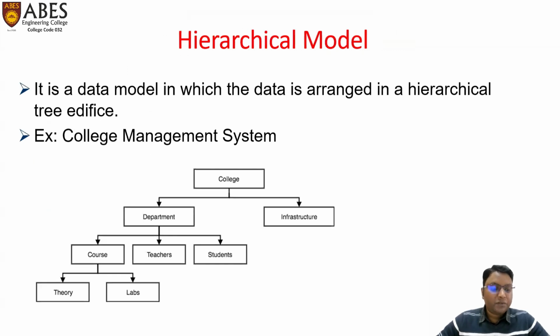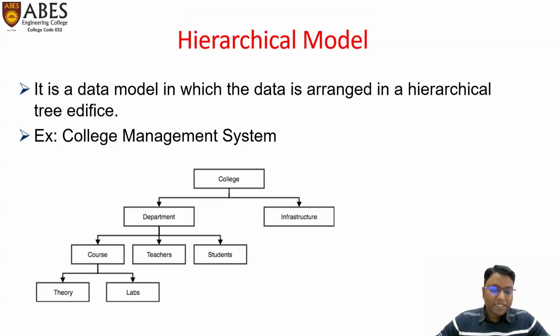Now, types of data model. There are various types of data models such as record-based models, which are known as hierarchical, network, and relational model. Then object-based models like object-oriented and object-relational. In this particular video, in this slide, I will explain the hierarchical model. The hierarchical model is a data model in which the data is arranged in a hierarchical tree. And this is the example of a college management system by which you can get the idea.